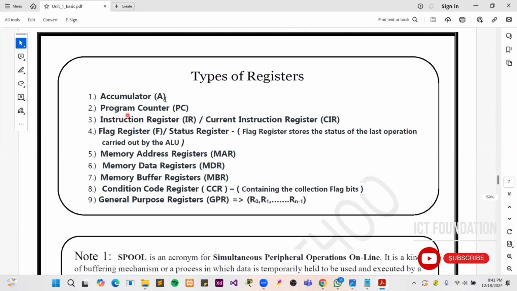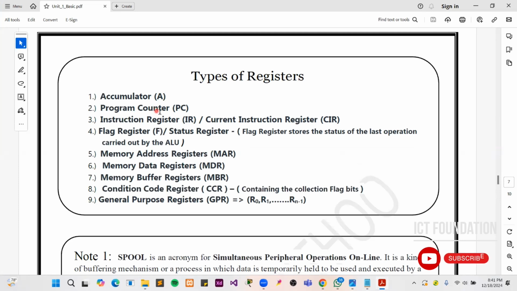It is a register. It's a kind of register. The short form of accumulator is A. This accumulator is storing the instruction which is needed for the ALU. The instruction utilized by the ALU will be stored within the accumulator. And the program counter is another type of register.